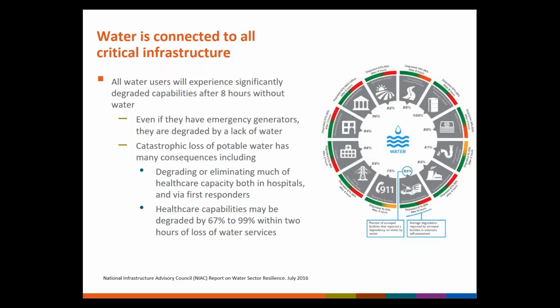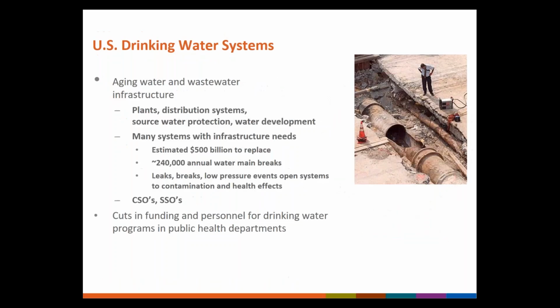As an example, here's a graph from the National Infrastructure Advisory Council on water sector resilience report. They talk about how all water users experience degraded capabilities after 8 hours without water. So even if they have electricity generated on site, the lack of water really impacts their ability in an emergency situation. Particularly that's noted in healthcare facilities, which can be degraded by two-thirds or even almost completely degraded just within 2 hours of loss of water service. So a critical piece in emergencies is to have water.